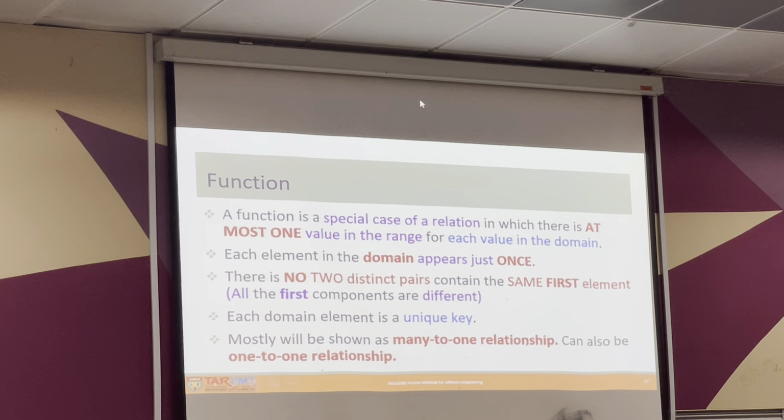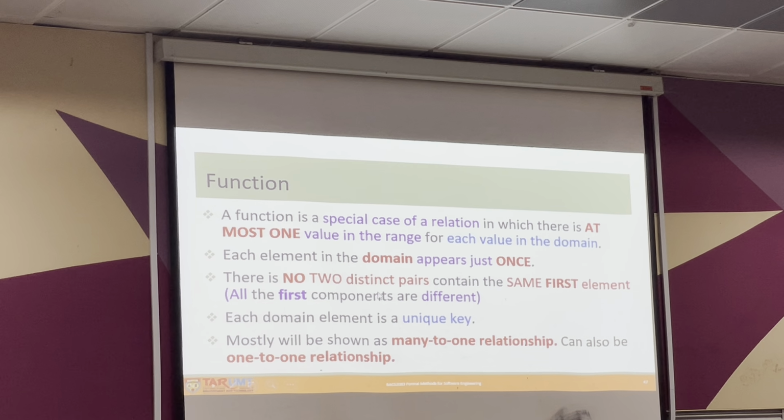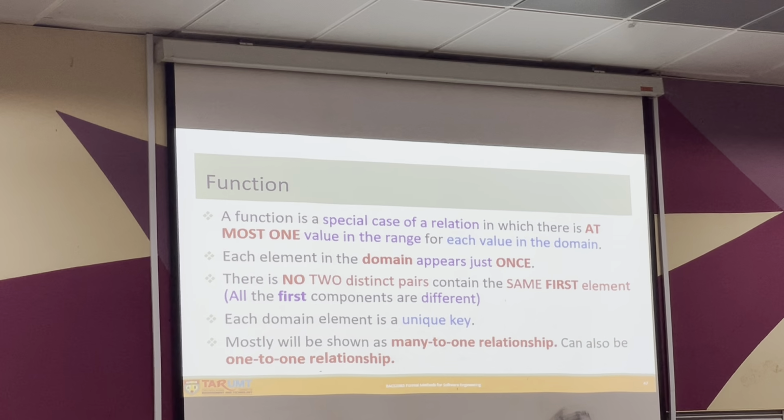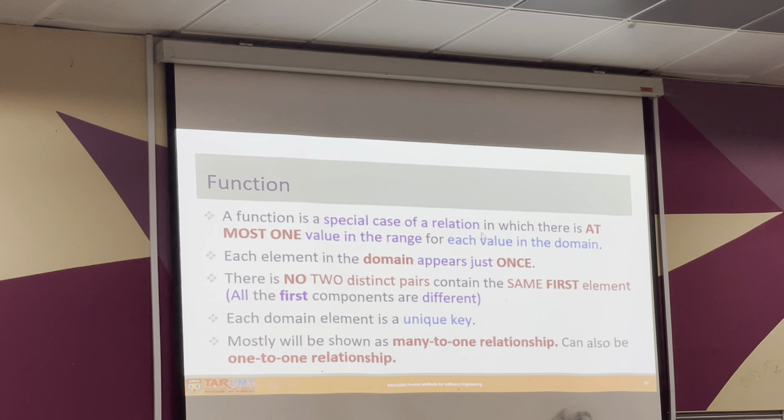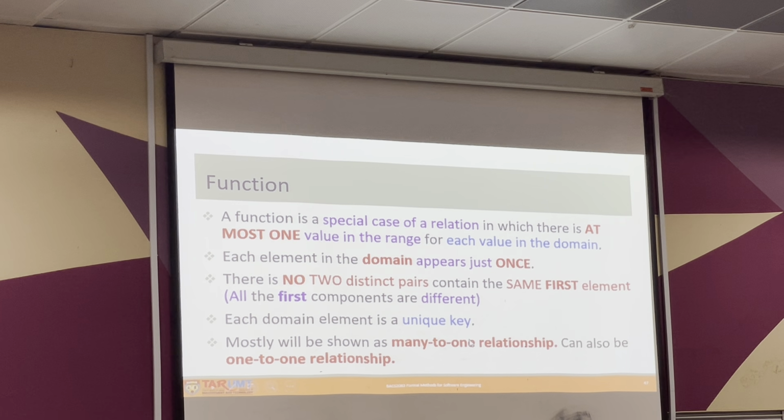Mostly, what we mean here is that there is no duplicate in the domain first. This represents something like a primary key already. So your domain normally will be the primary key. That is a many-to-one relationship. Later, you will also see what we call a one-to-one relationship.